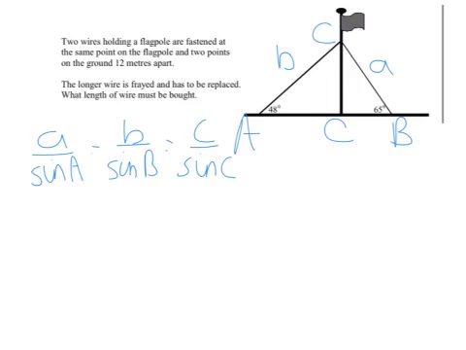the ground are 12 meters apart. So A and B, this side here, are 12 meters apart. The longer wire is frayed and has to be replaced. What length of wire must be bought? So that means the longer wire is this one here, so I'm finding B.